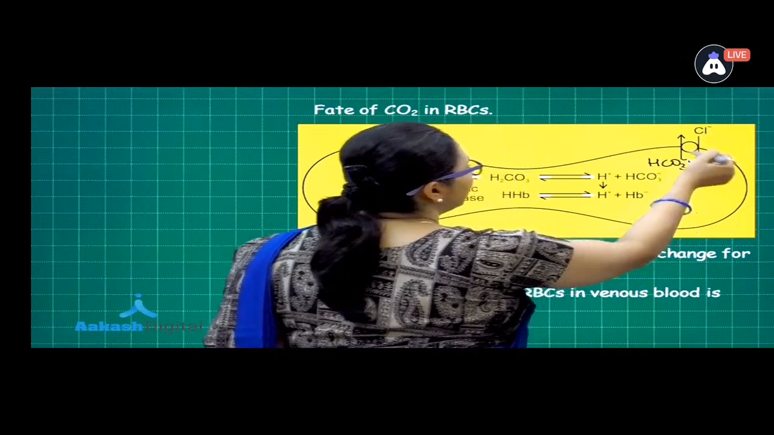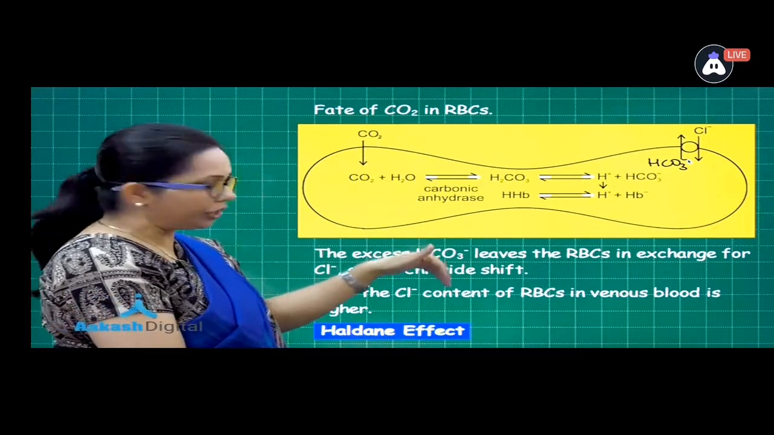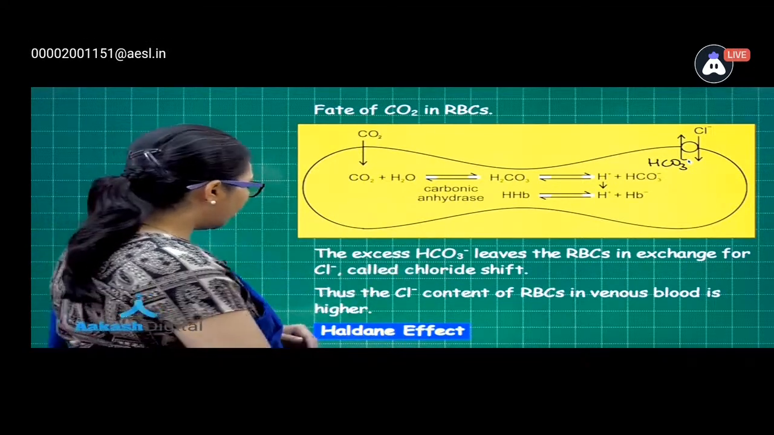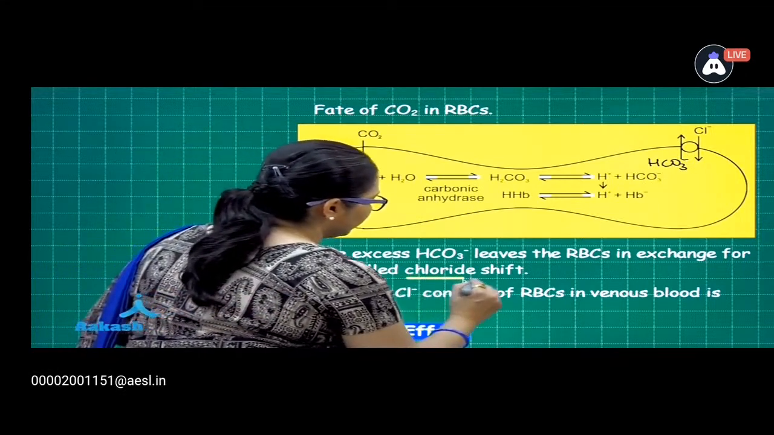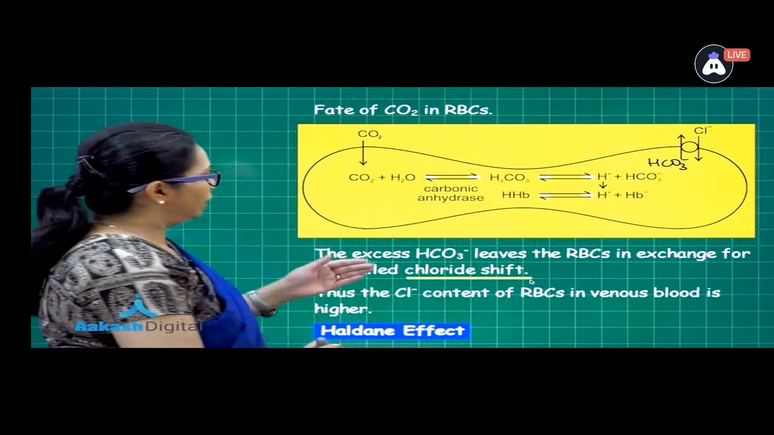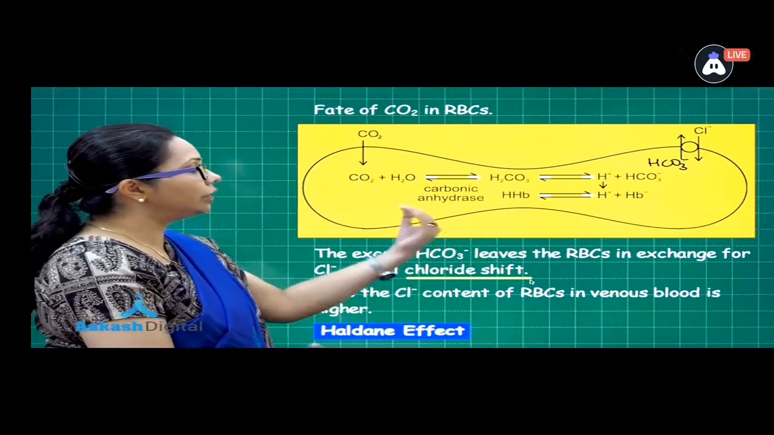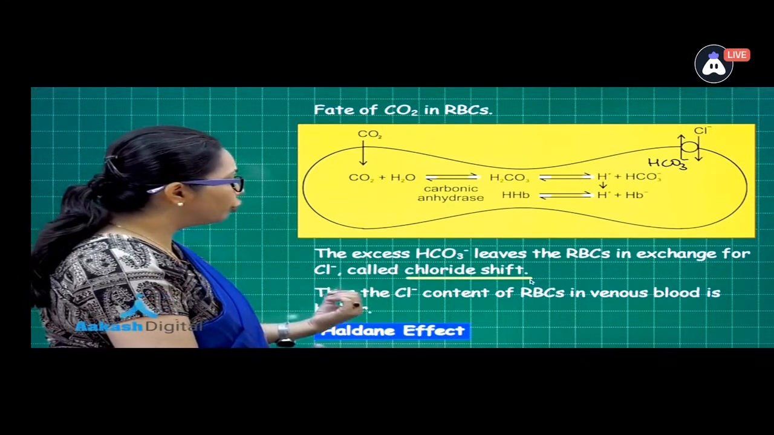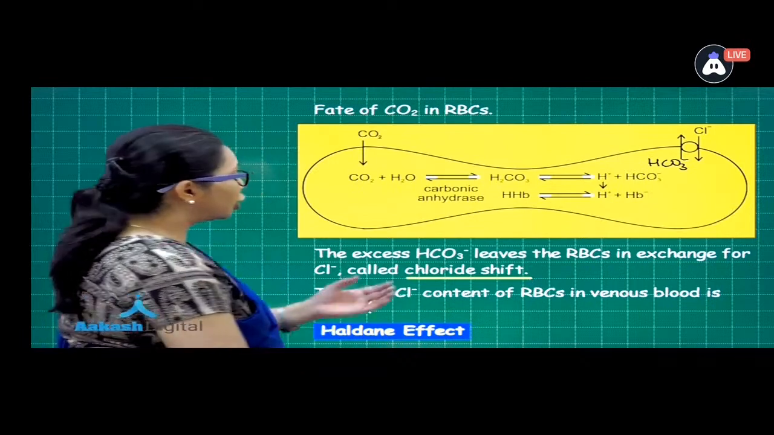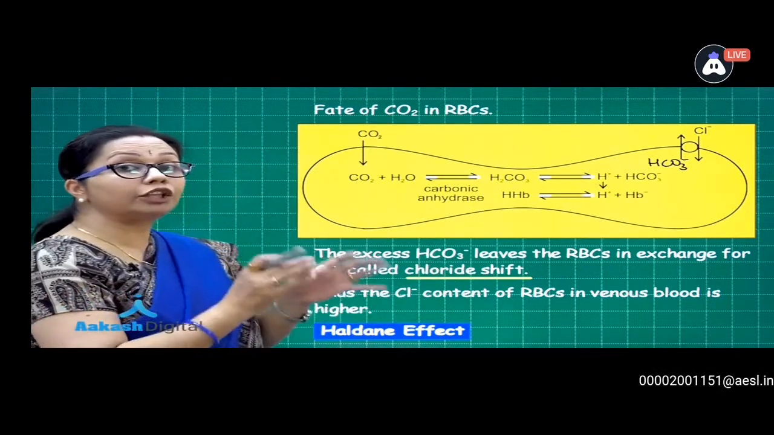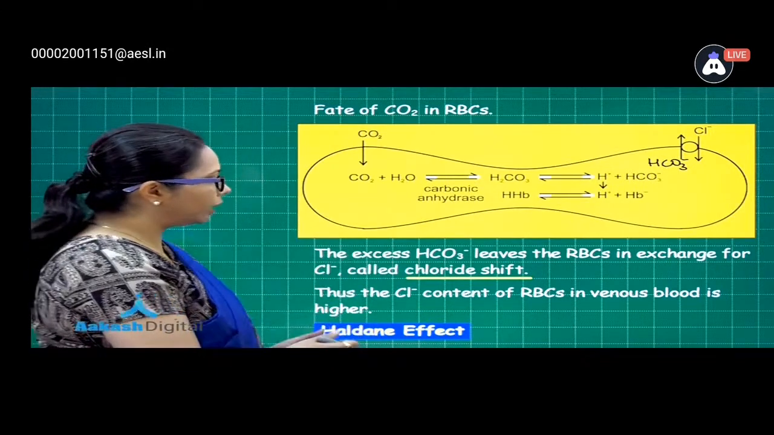while chloride ions from the plasma come in exchange, and this phenomenon is called the chloride shift. The excess bicarbonate leaves the RBC, and in turn chloride moves in, that is called chloride shift, and thus we can say that the chloride content of RBCs in the venous blood would be higher in comparison to that of the arterial blood.